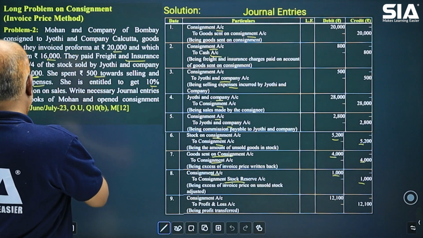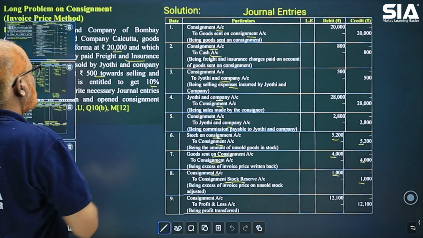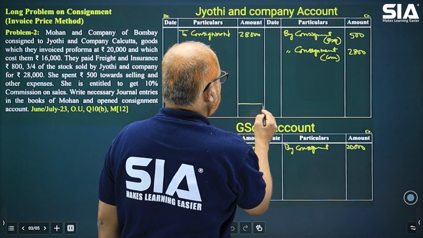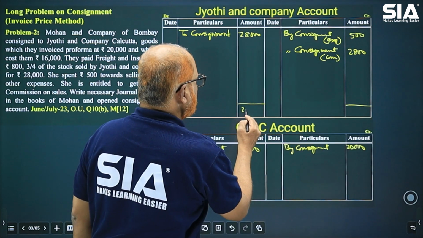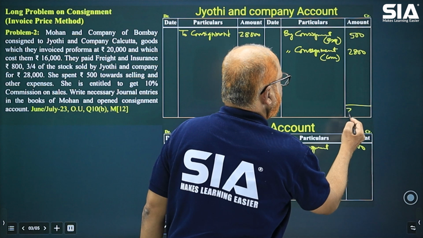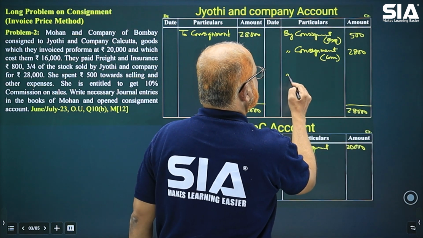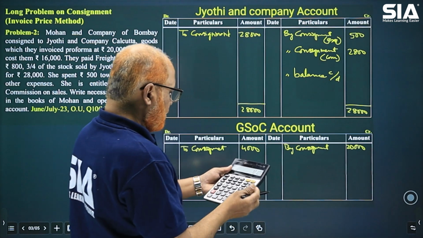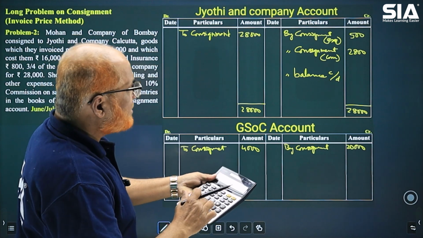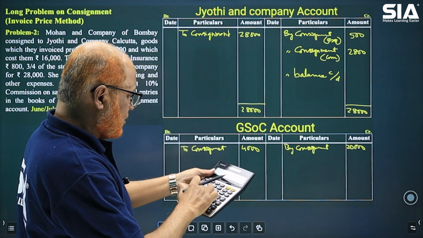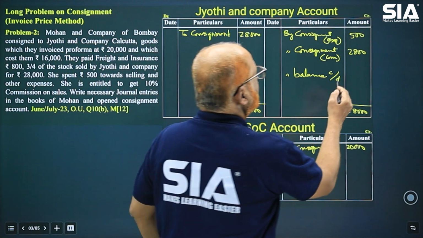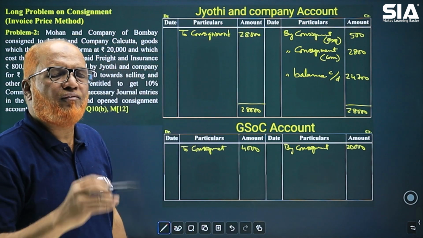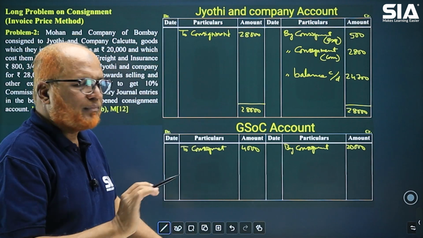Now we close the accounts of Jyoti and Company. Jyoti and Company debit side 28,000. Same 28,000 I am taking here. From this, deduct the balance. Balance carried down. So 28,000 minus 500 minus 2,800 comes to 24,700. Still 24,700 is receivable from the consignee. That is the balance. Finished.